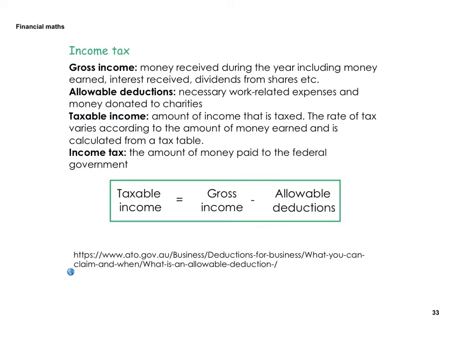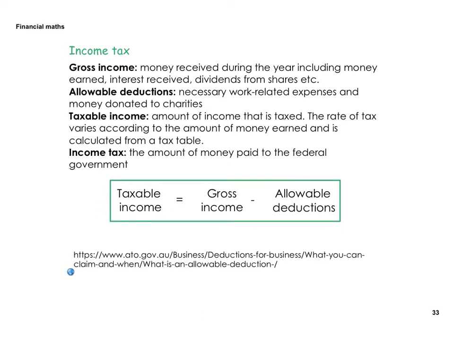And the taxable income is the amount of income that is taxed. So basically your income and a portion of that is taxed. That's your taxable income. The rate of tax varies according to the amount of money earned and is calculated from a tax table. You'll see that on the next slide. And finally, income tax, that's the amount of money paid to the federal government. You might be thinking, what's the point of tax? Well, it pays for things like roads, schools, fire, police, essential services for society.